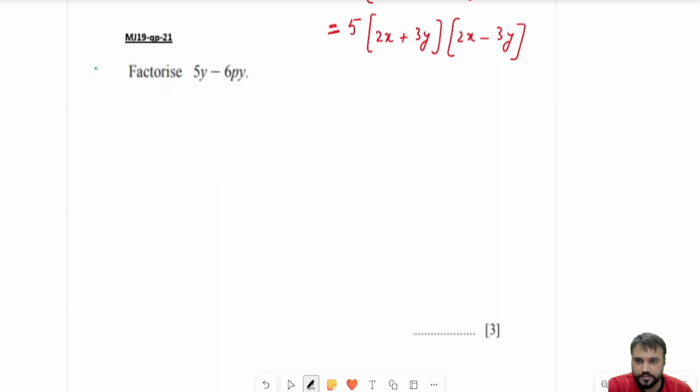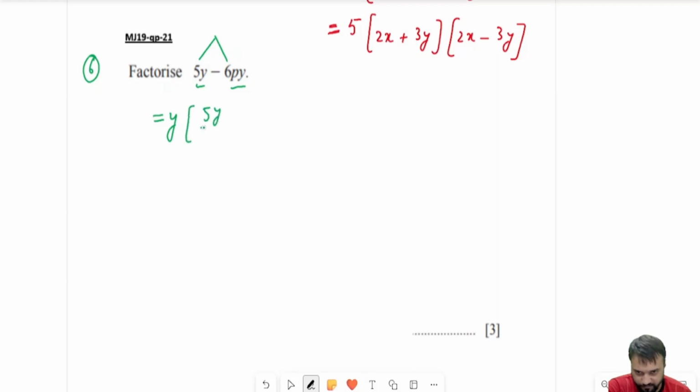Our next question is question 6. And the question says factorize 5y minus 6py. Again, we have two terms and we are going to check if there is common between the coefficient. Here the coefficient is 5 and here the coefficient is 6. So nothing is common between them. And now we are looking in the variable part. So here we have y and py. So y is common.